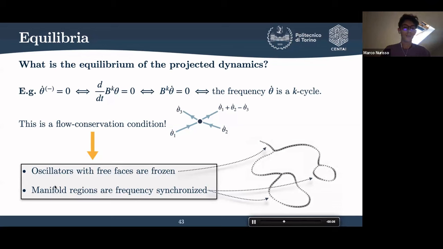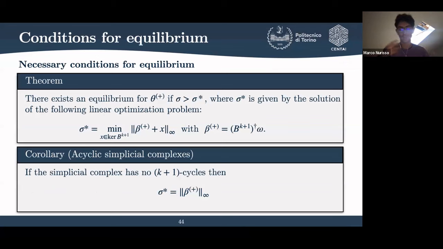And also you find trivially that manifold regions are frequency synchronized. And with manifold regions, I mean regions of the simplicial complex where, at least in the case of edges, each node belongs to exactly 2 edges. And this is why you see this oscillation, specifically these waves around the holes, which are at constant speed. That's because the oscillators are frequency synchronized. They move at the same speed. So this is another thing which we can explain using this interpretation.